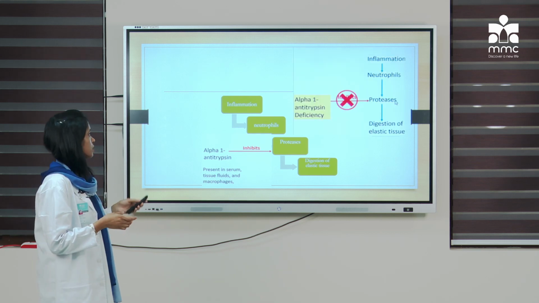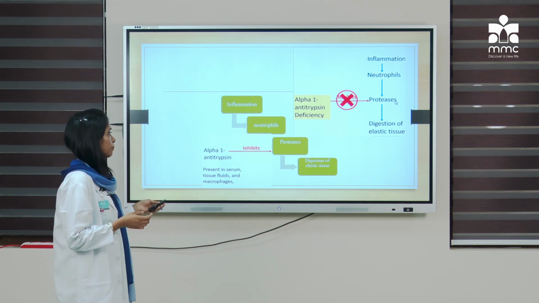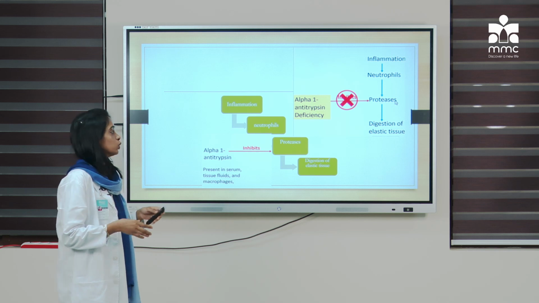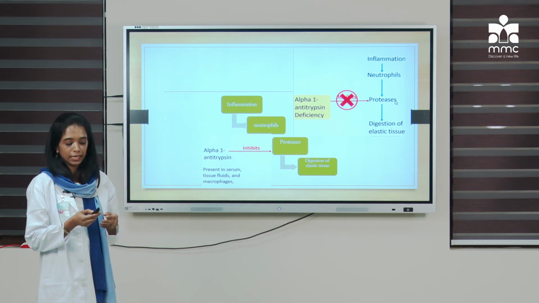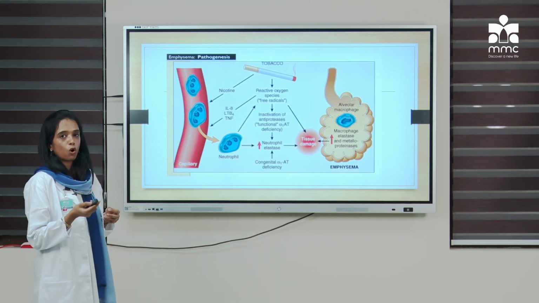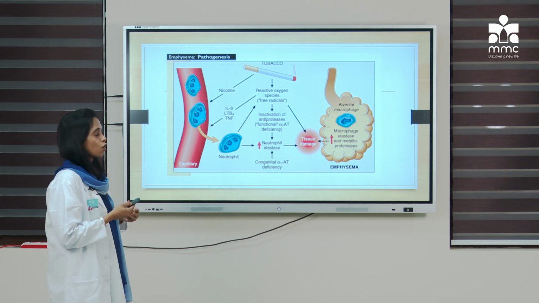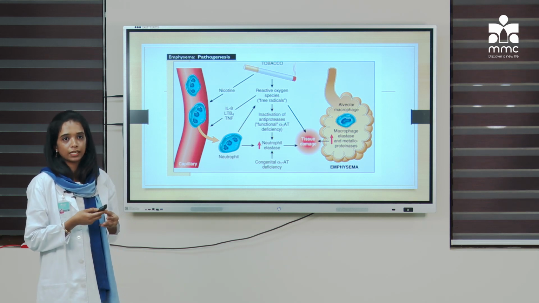So what happens if alpha 1 antitrypsin is deficient in our body? The damage will go on, leading to digestion of the elastic tissue and to emphysematous change in the lung. One of the important causes of emphysema is chronic smoking, and the congenital cause is alpha 1 antitrypsin deficiency.